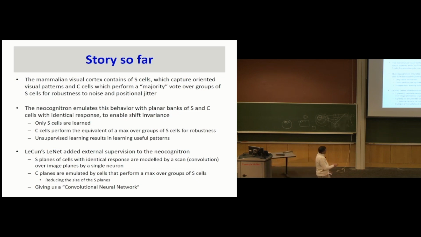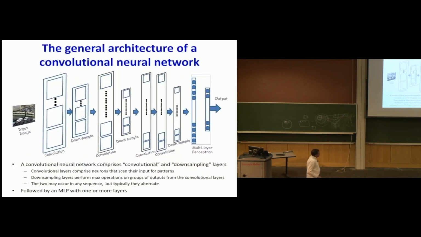LeCun's LeNet added external supervision to the neocognitron. So here, the S planes of cells with identical responses are now modeled by a scan with a single neuron. There's no need for me to replicate the neuron so many times. I can get the computational equivalent by simply scanning with a single neuron. And C planes are emulated by cells that perform a max over groups of S cells. And this gives us a convolutional neural network. Now, if you go back to the previous class, this is exactly the same model that we finally ended up with, right? So what is the general architecture of a convolutional neural network?